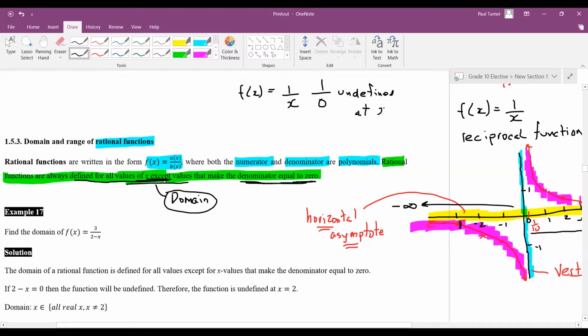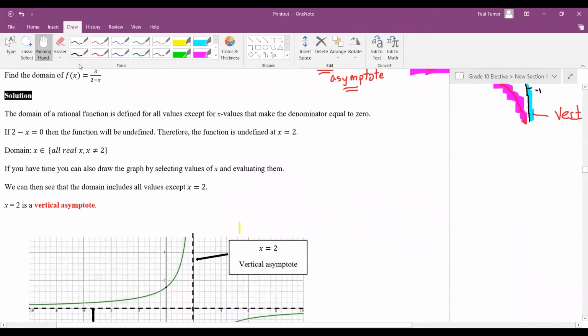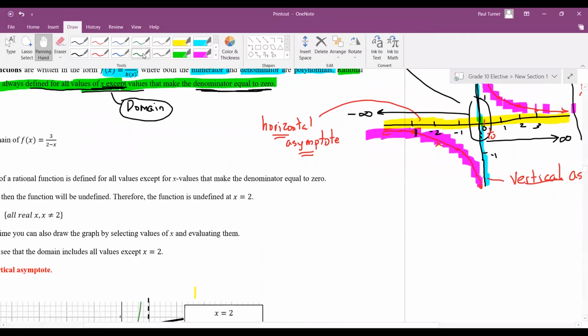At x equals 0 here, this blue line here. So your graph is everywhere except x equals 0. So in this case, we will write the domain like this. Let's see. Well, that's for that example. We should write this.